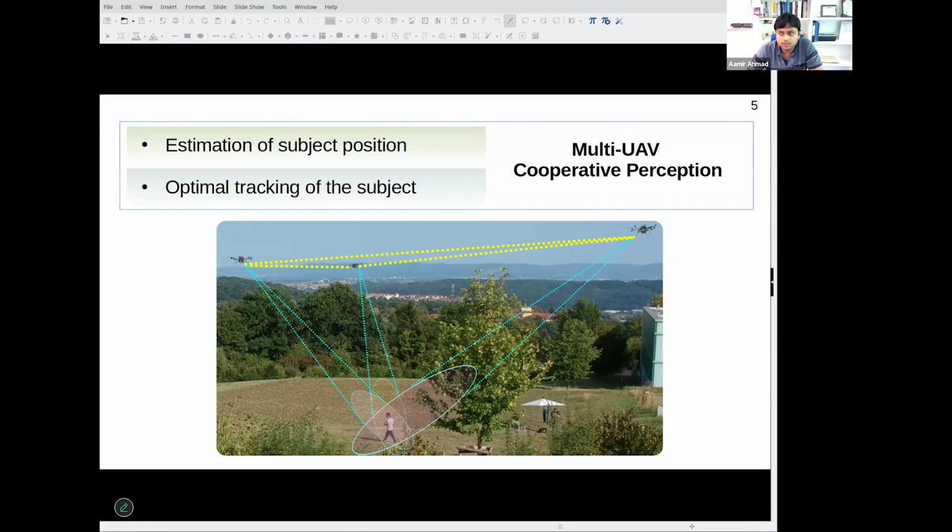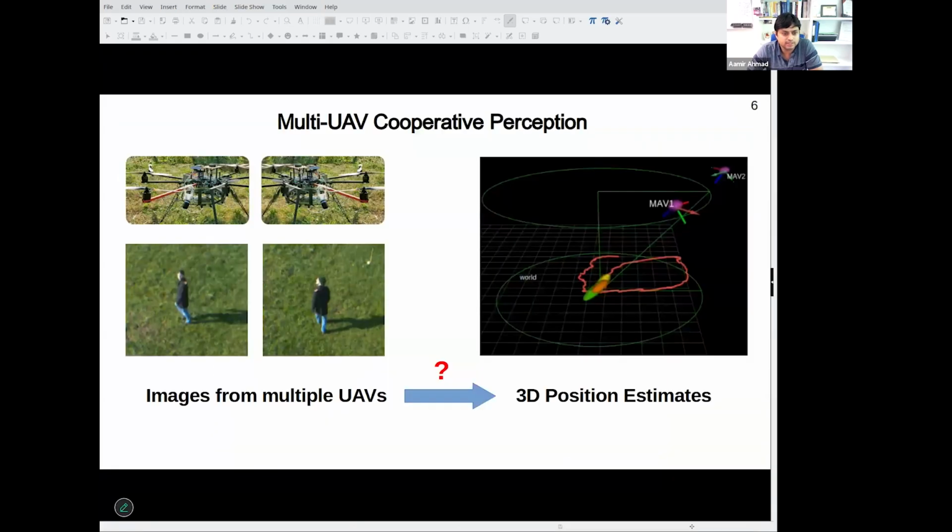Okay, so let's move to the next slide. Now, with these boundary conditions, we set the problem. We formulate the problem of multi-UAV cooperative perception, and it will boil down to this.